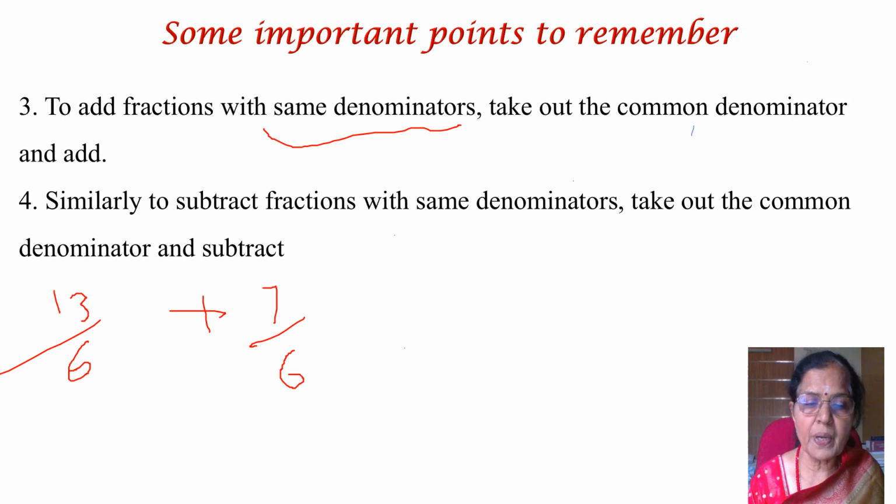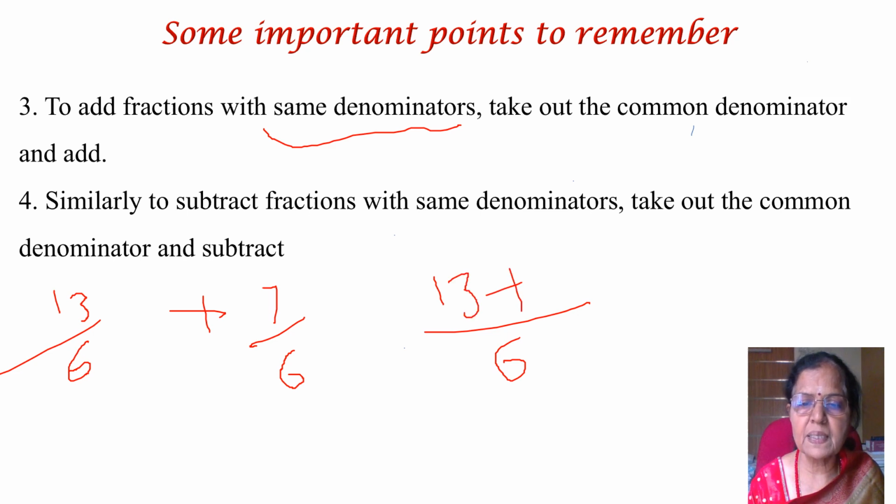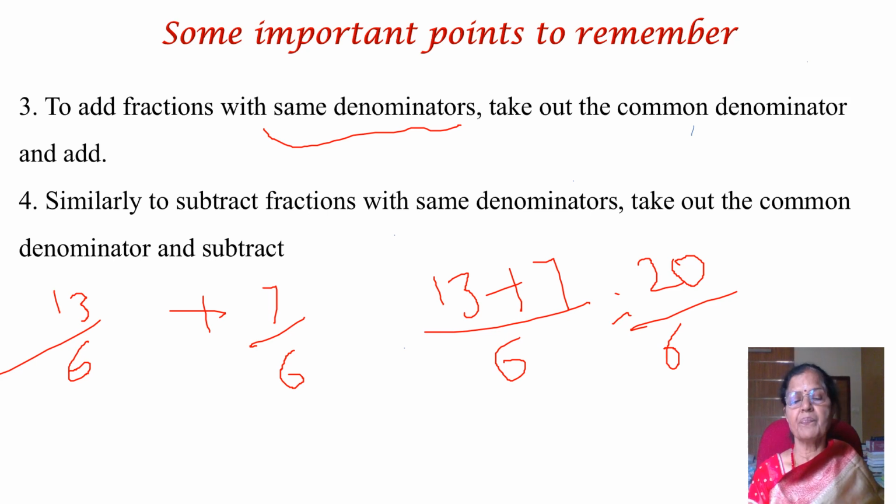And what is the common denominator? 6 is common to both the fractions. So you take out the common denominator 6 and you just add the numerators, 13 plus 7. What is 13 plus 7? It is 20. Put the common denominator, so 20 by 6 is the answer. So it is very simple to add or even subtract fractions with a common denominator.